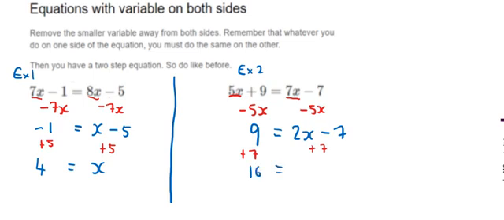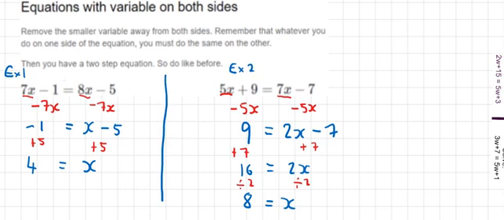On the right hand side, 2x minus 7 plus 7 would just be 2x, because the minus 7 plus 7 cancel out. One step left then, because x is being times by 2, I divide by 2. So 8 equals x. And that's my final answer to that example then.